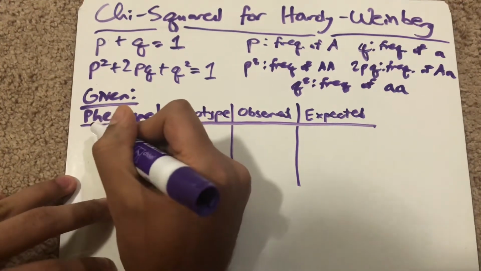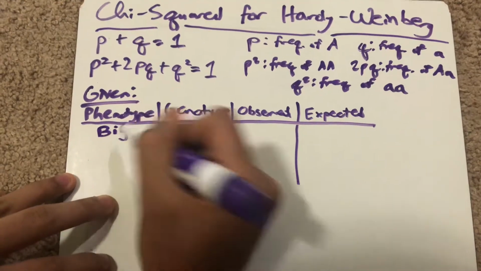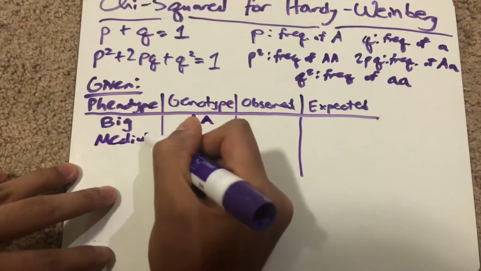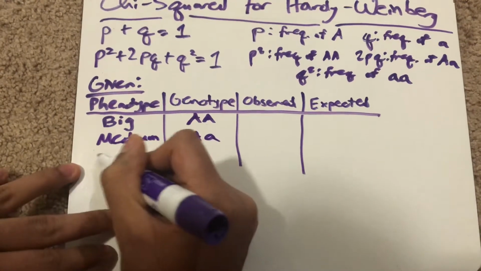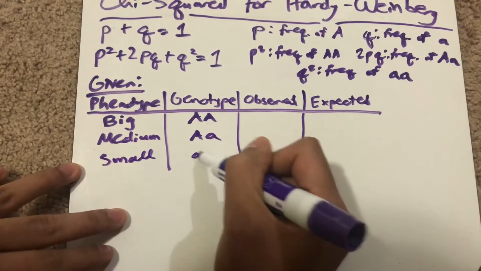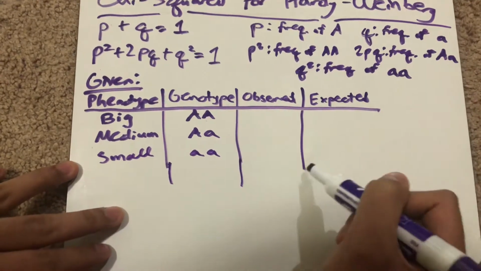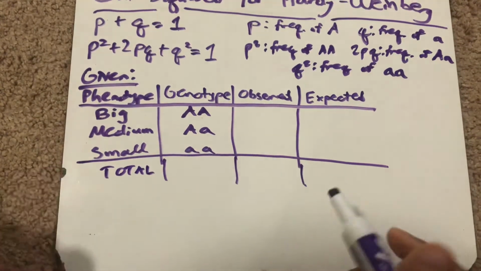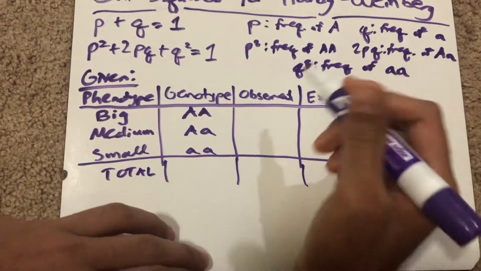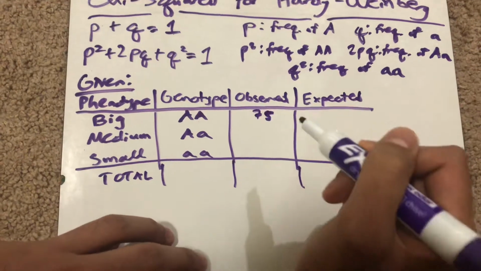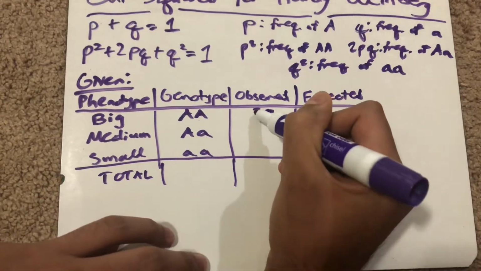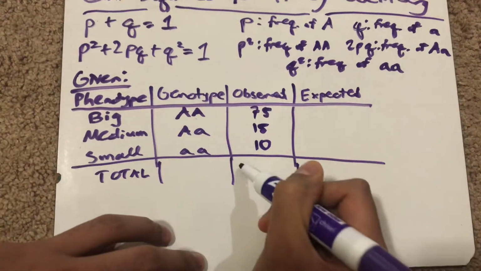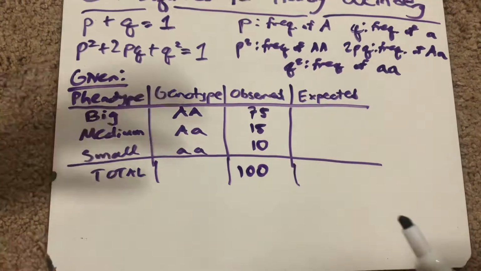But let's just say, hypothetically, we have a big phenotype, and the genotype for that is big A, big A or big A, little a; a medium phenotype, which is big A, little a; and then a small phenotype, which is little a, little a. And then, just for my own sake again, I'm going to make a total row here, so we can see. Hypothetically, let's just say that this is 75, this is going to be 15, and this is going to be 10. So the total is 100 here, because we can add these up and get 100.